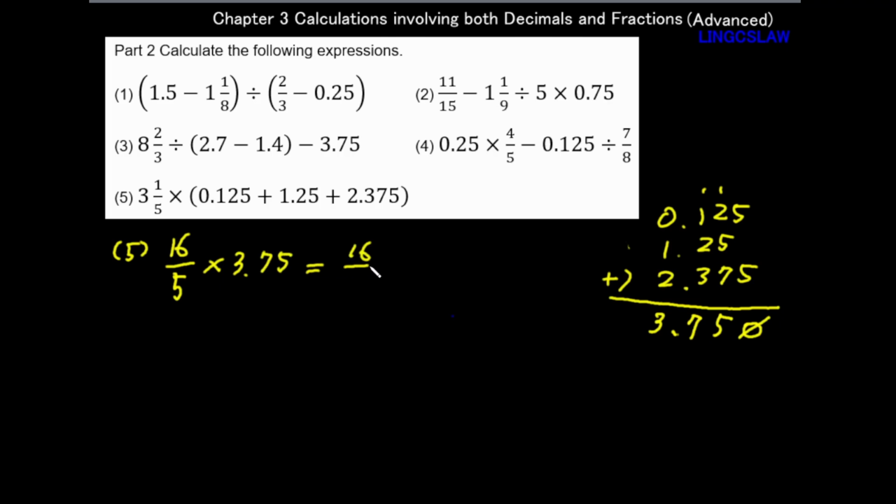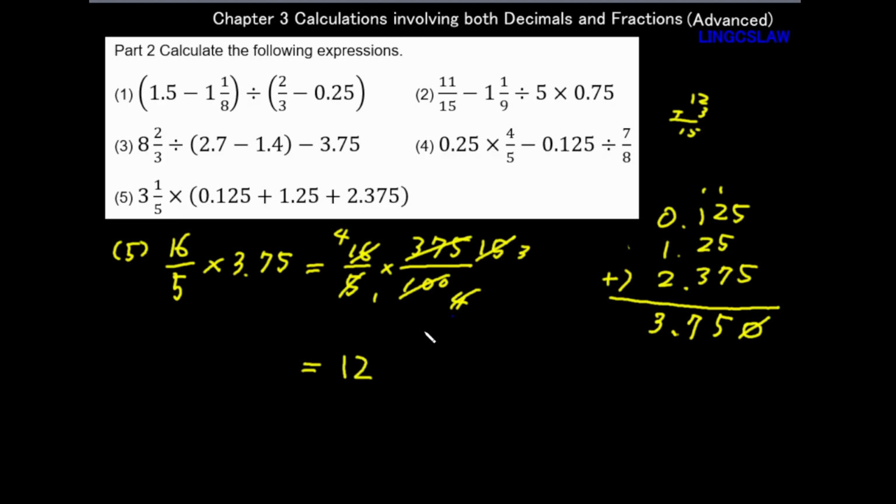equals 16 over 5 times 375 over 100, and let's divide this one by 25 for 12 plus 3 equals 15. And let's simplify this one. So the denominator is now 1, and 3. The numerator is 4 times 3 equals 12. So I can just write 12. So this is it.